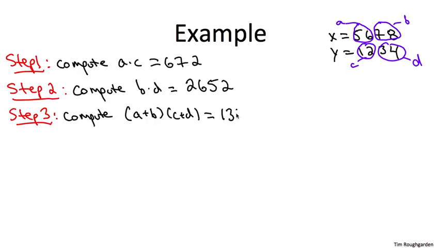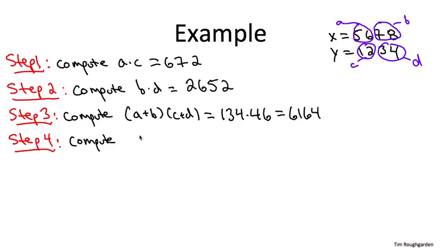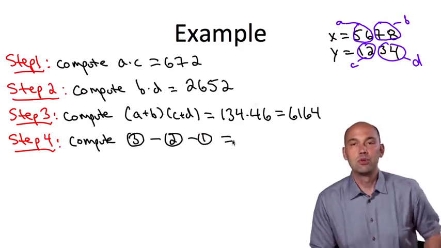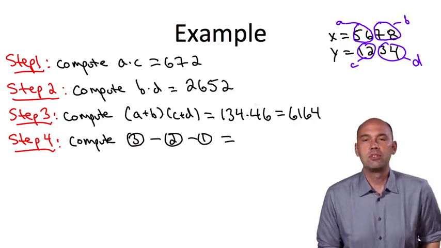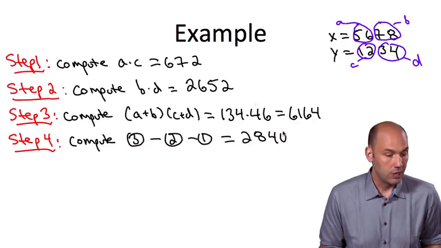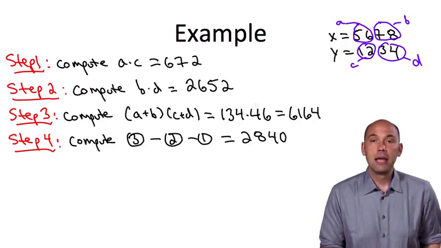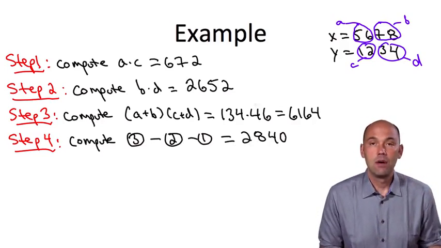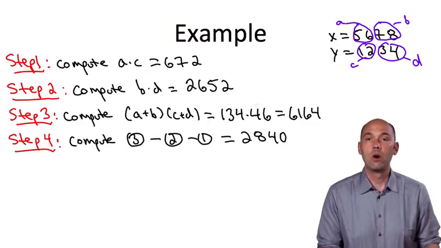That boils down to computing the product of 134 and 46, namely 6164. Now, I'm going to subtract our first two products from the results of this computation. That is, I'm going to take 6164, subtract 2652, and subtract 672. You should check that if you subtract the results of the first two steps from the result of the third step, you get 2840.